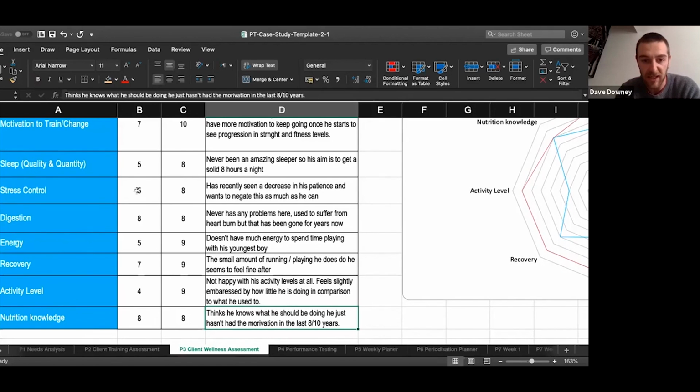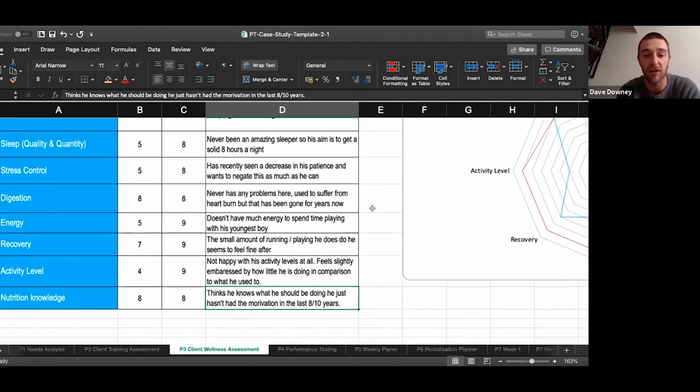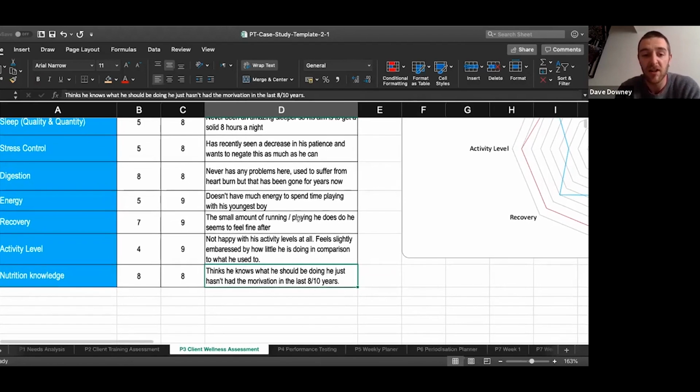Stress control, again he's quite low, at a 5. He's recently seen a decrease in his patience, and he wants to negate that as much as he can, obviously for his kids, home life and work. Digestion, he's never really had a problem. He used to suffer with heartburn, but that's generally gone now. Energy levels are quite low, obviously linked to his lack of fitness at the moment. He wants to get that up so he can spend more time playing with his kids. Recovery, he doesn't see much of a problem with that at the moment, but he's obviously not very active, so we might come back to that every week and see how his recovery is actually doing.